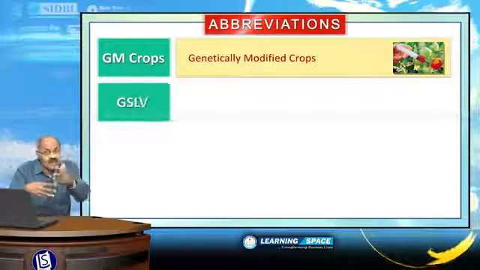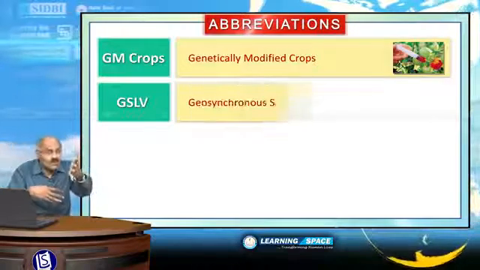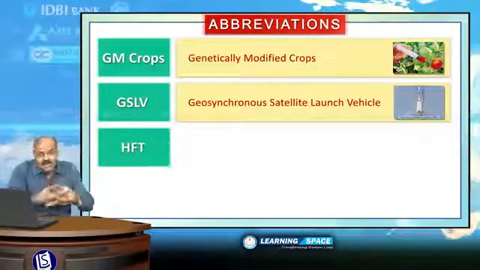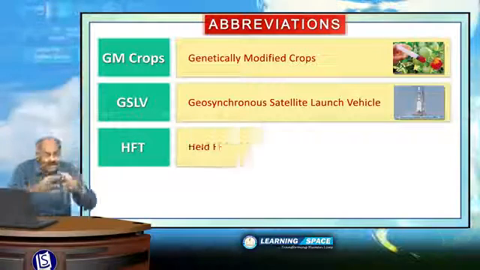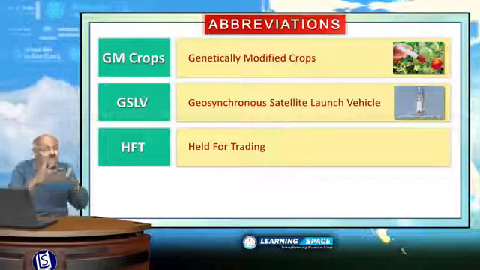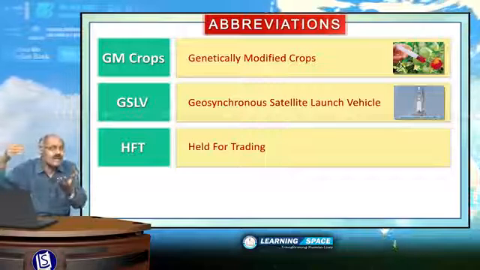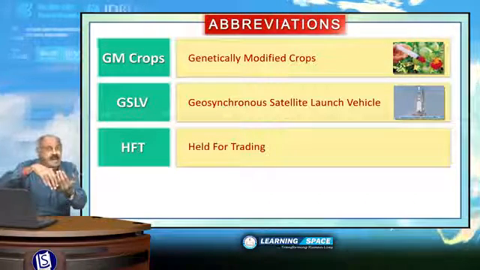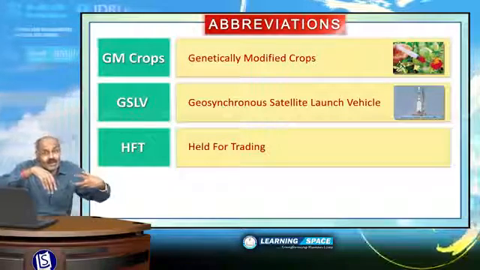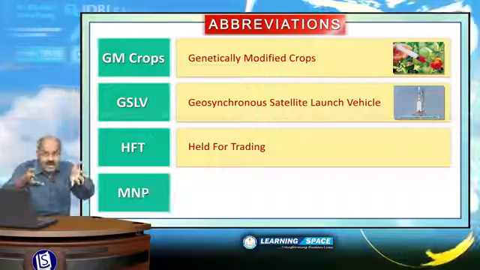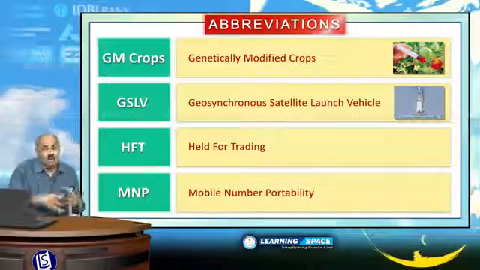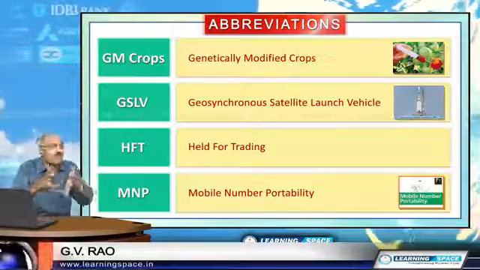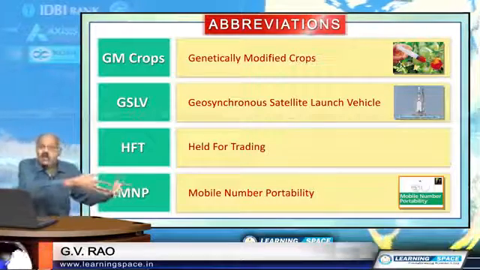Look at GSLV. GSLV is a geosynchronous satellite launch vehicle. Look into the next one, HFT. HFT is held for trading. Held for trading. This is the term associated with accounting when some securities are held for trading. MNP, or if you are well aware, mobile number portability. Mobile number portability is if you have the number in Lucknow, if you migrate to Bangalore, you can keep the same number, right?